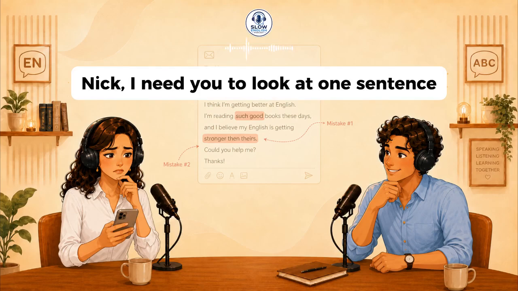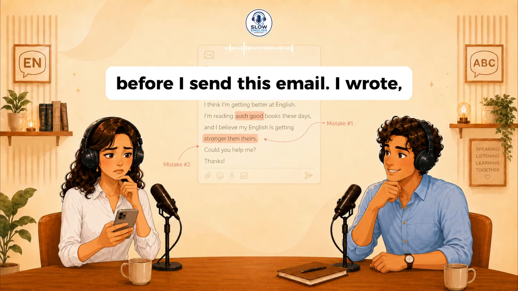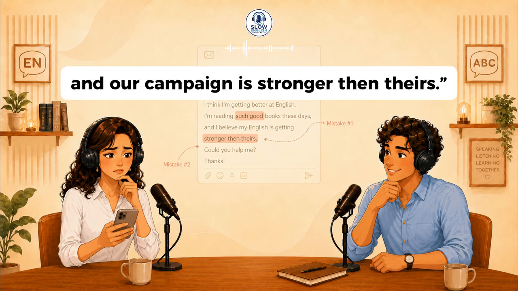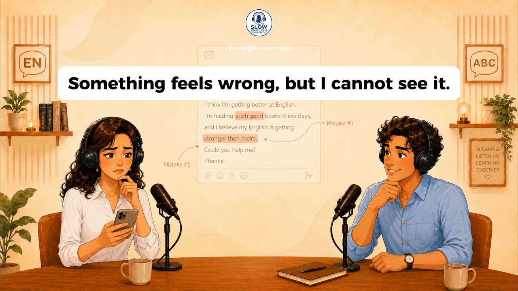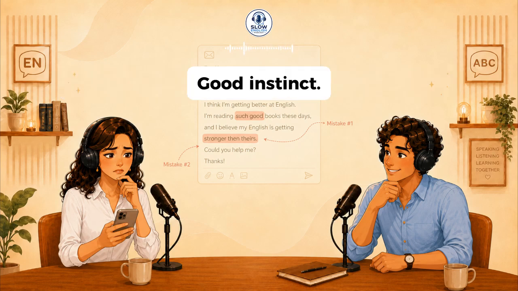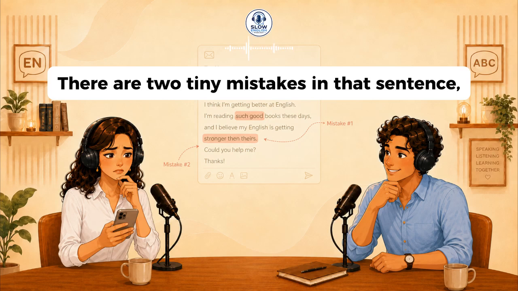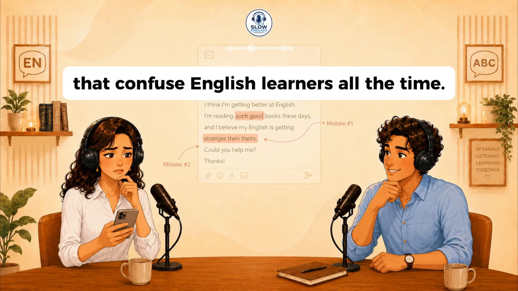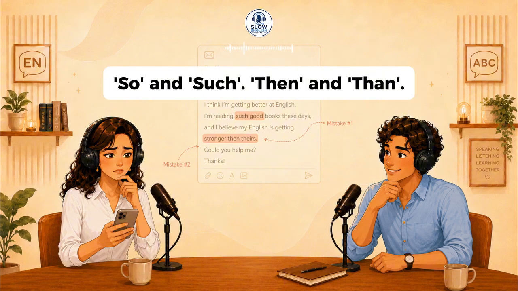Nick, I need you to look at one sentence before I send this email. I wrote, "The lunch was such good and our campaign is stronger than theirs." Something feels wrong, but I cannot see it. Good instinct. There are two tiny mistakes in that sentence, and they come from two pairs of words that confuse English learners all the time. So and such. Then and than.